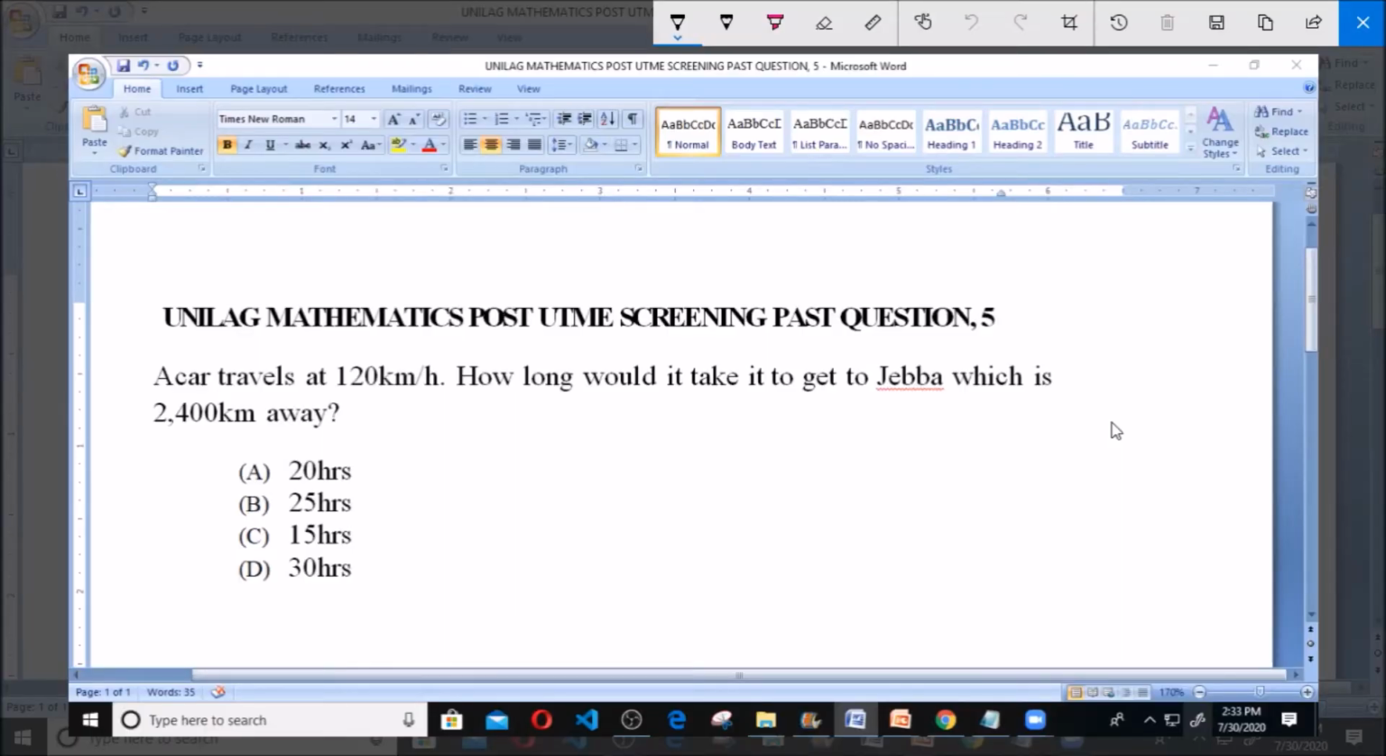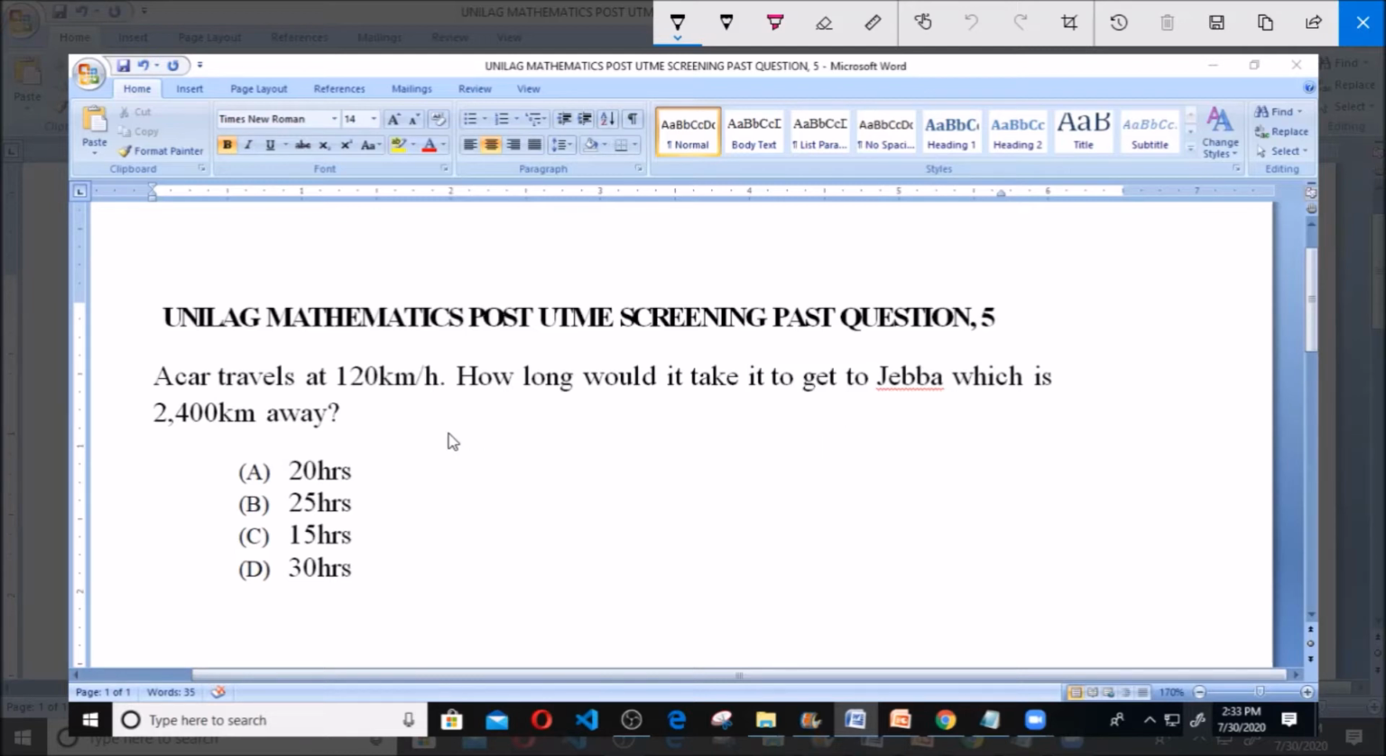Today we'll be dealing with Unilag Mathematics Post UTME Screening Past Question. Question 5. A car travels at 120 km per hour. How long will it take it to get to Jeba, which is 2,400 km away? A car travels at 120 km per hour. How long will it take it?